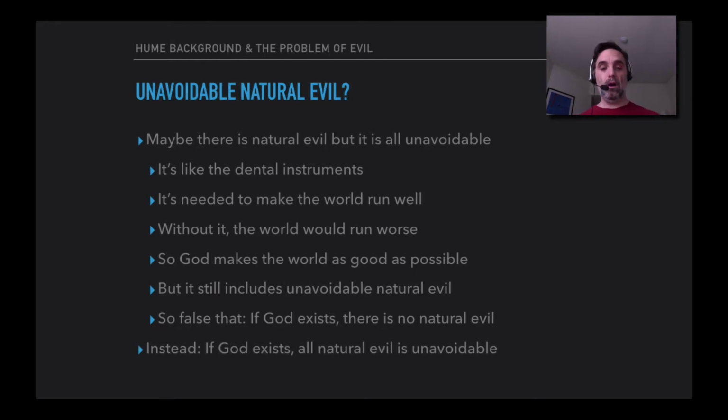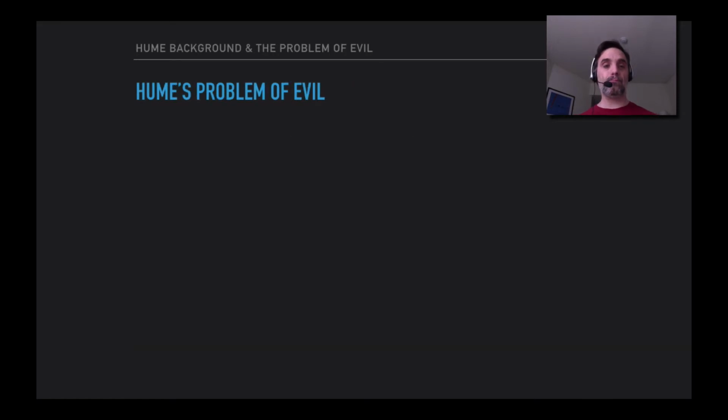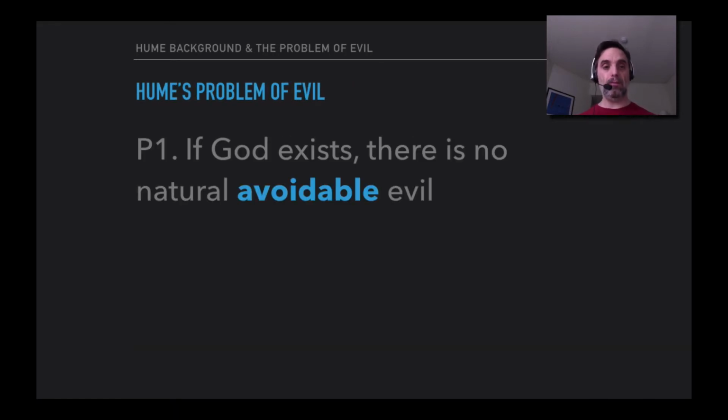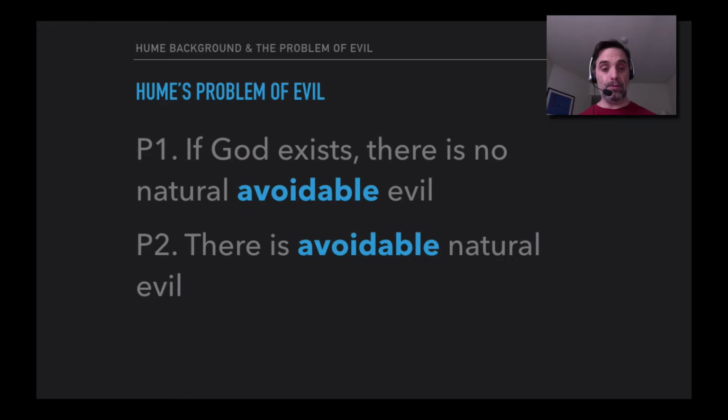And so what we would say instead is this: if God exists, all natural evil is unavoidable. Right, so is there evil? Yes, there's going to be moral evil, and there's also going to be natural evil. And all the natural evil, though, is going to be of the unavoidable kind. And now we can state a final version of the problem of evil argument. Namely, if God exists, there is no natural avoidable evil. Right? If God exists, maybe there's evil, but there isn't any evil that's both natural and avoidable. But premise 2, there is avoidable natural evil, and so God does not exist.